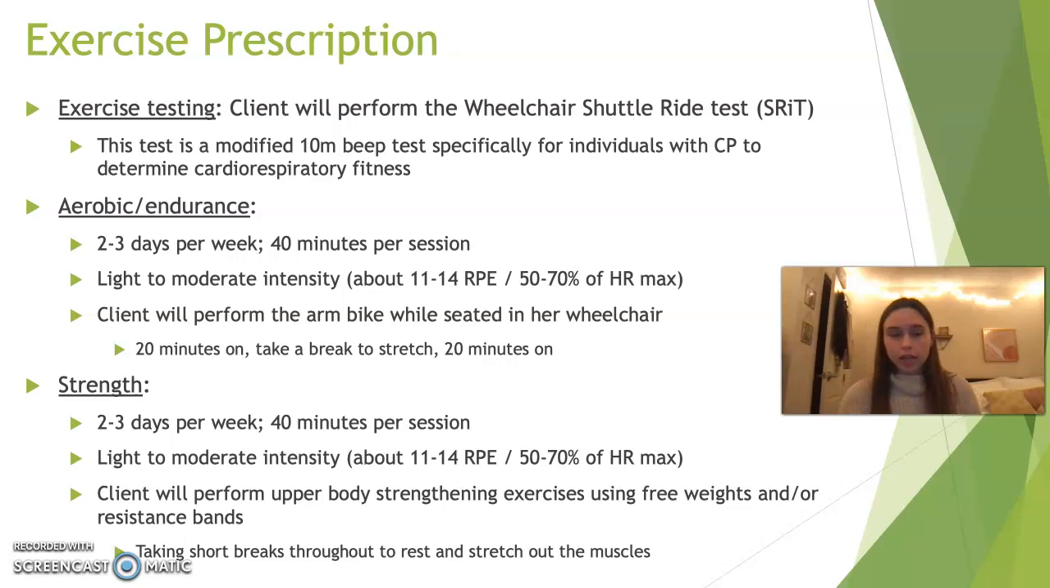Then for strength training, I would also do 2 to 3 days just to ease her into it, 40 minutes per session. So also light to moderate intensity since she is a beginner, about 11 to 14 RPE on the scale, and 50 to 70% of her heart rate max. The client will perform upper body strengthening exercises using free weights or resistance bands. I would start her off pretty light with the weight since she is a beginner and she doesn't have much muscle strength right now. We would definitely take short breaks throughout to rest and stretch the muscles.